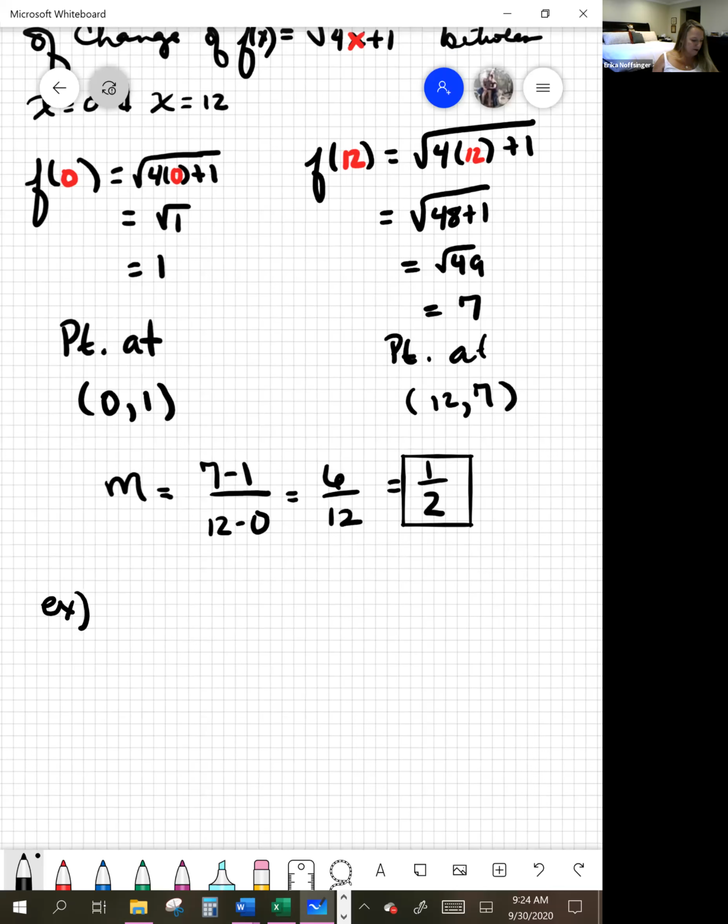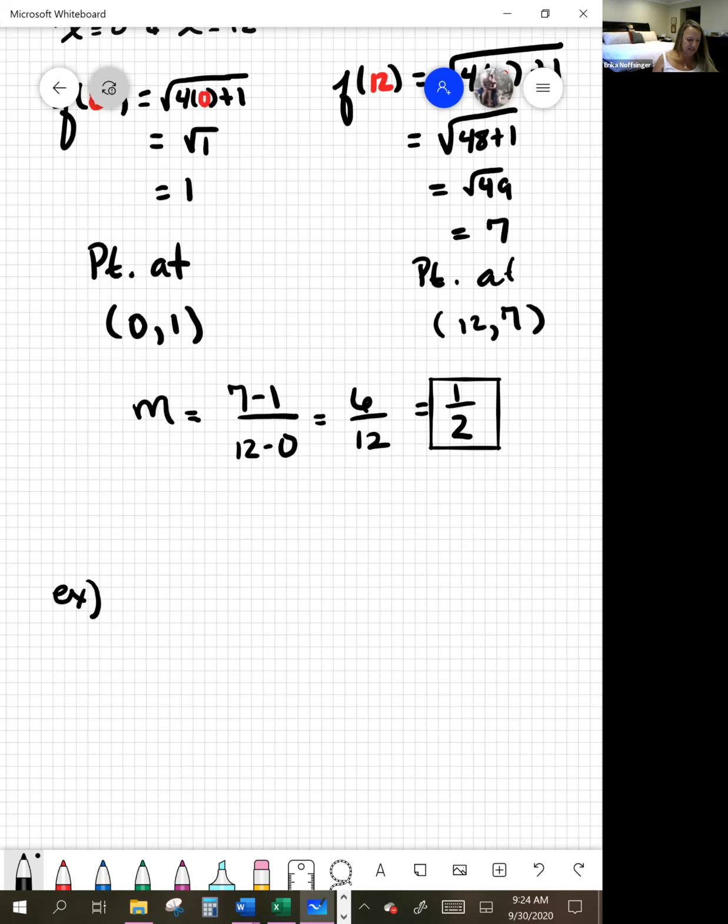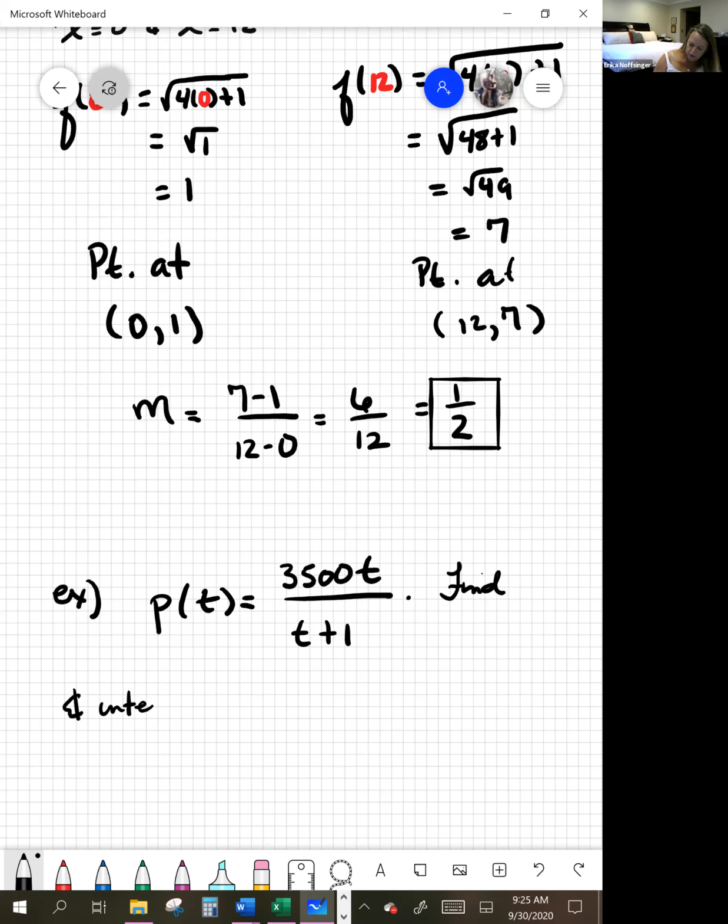We didn't look at or forgot to do an example of going to infinity. So if we had the following, the population of a culture of tumor cells is given by the following. P of t is equal to 3,500 t all over t plus 1. So find and interpret the limit as t goes to infinity of P of t.